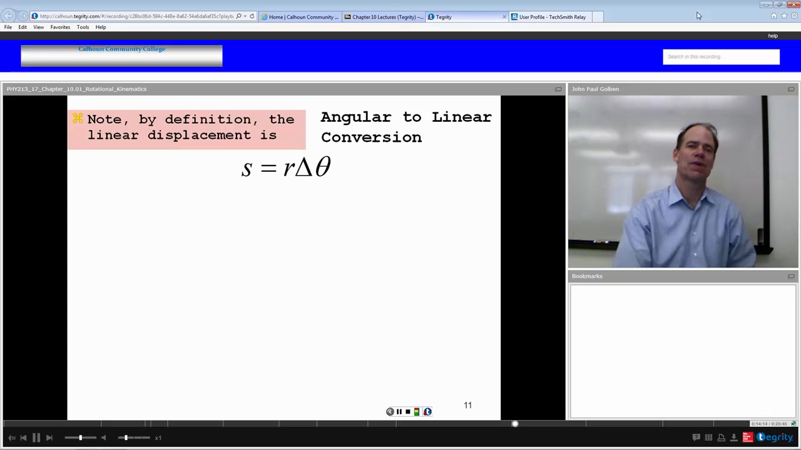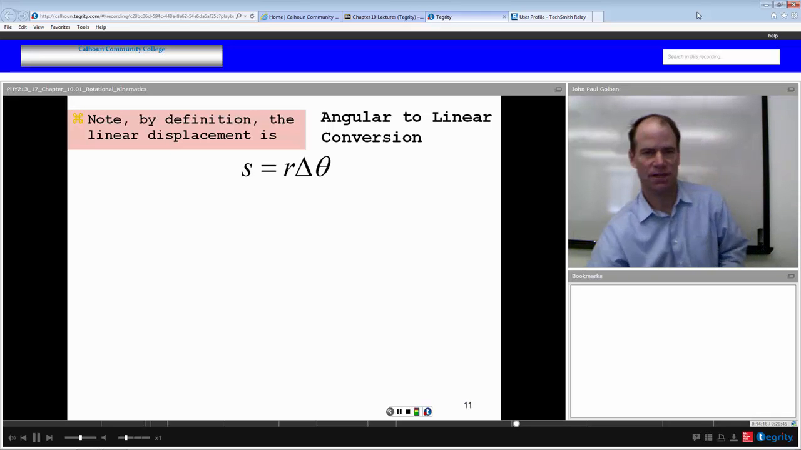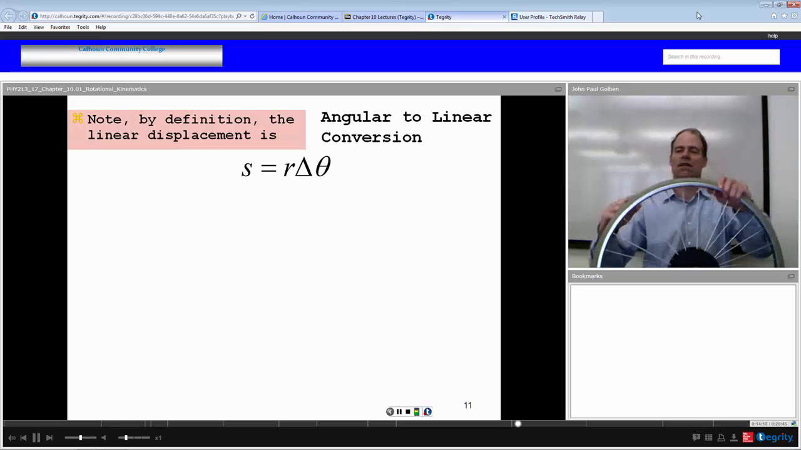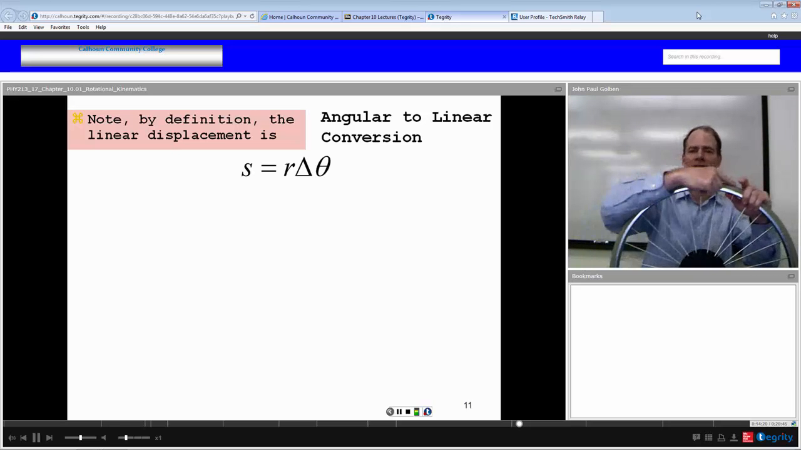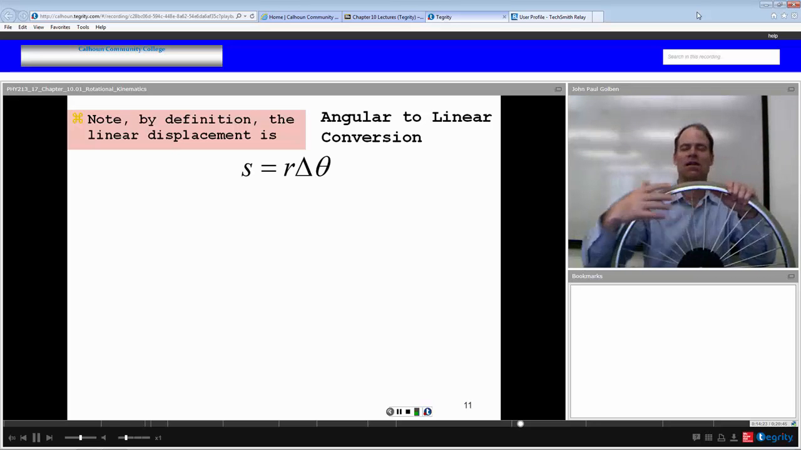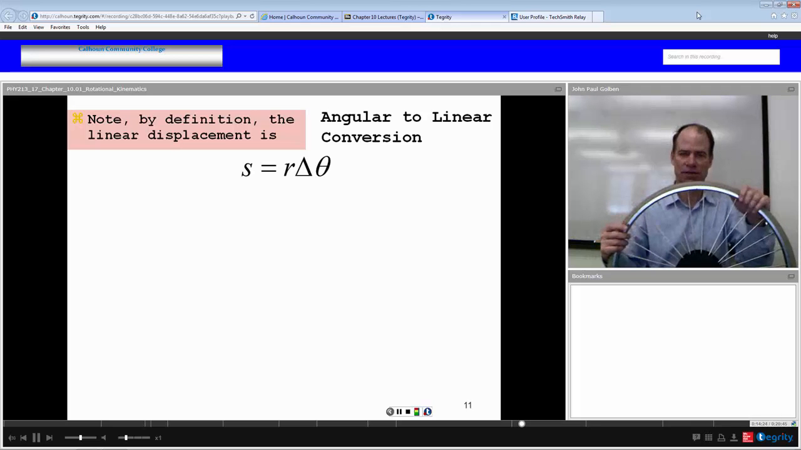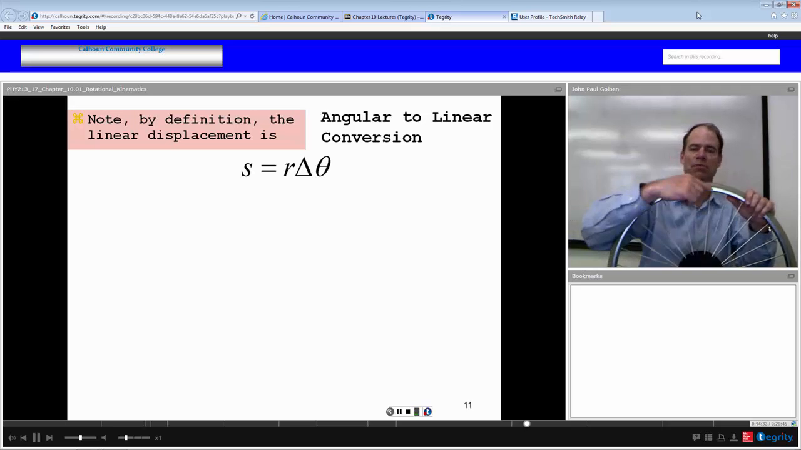Note, by definition, our linear displacement in the angular sense, the displacement along the arc length, is equal to the radius of the arc times the angular displacement. So our linear displacement can be converted by multiplying our angular displacement, delta theta, by the radius to that point, or the radius of the arc.